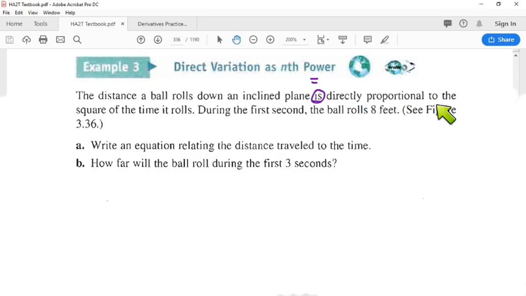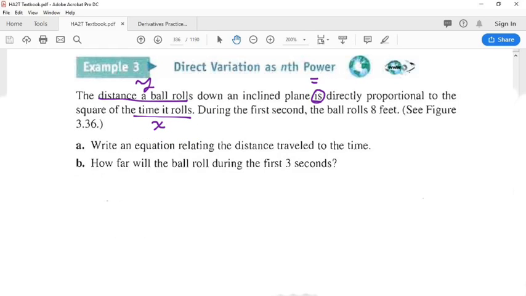Is directly proportional to the square. That's weird, to the square is added. That was different from our previous problem. The time it rolls has got to be our x. The distance the ball rolls, that's got to be our y. So the y is directly proportional to the square.